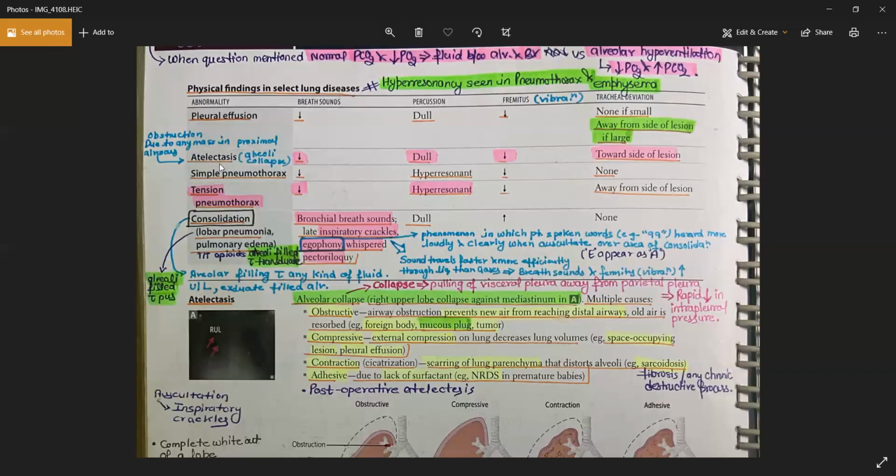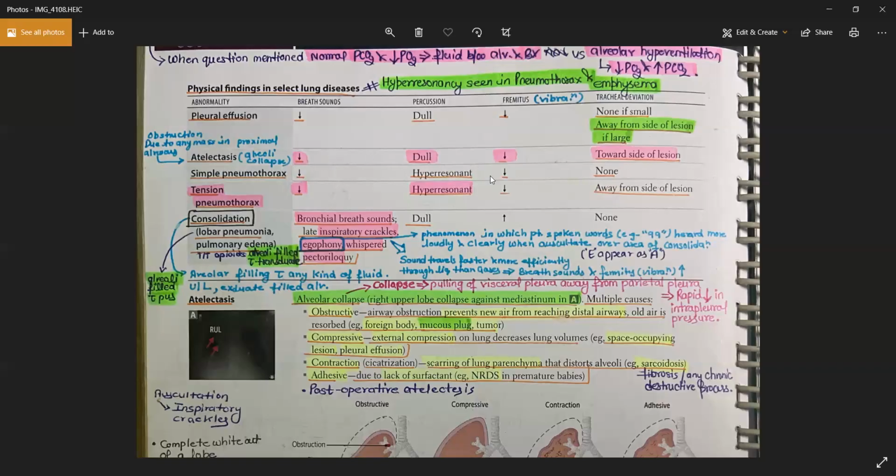In case of atelectasis, the airways are getting collapsed, so the size of one lung is decreasing because of this collapsing. So the trachea will deviate towards it. So in case of atelectasis, the deviation is towards the side of the lesion.